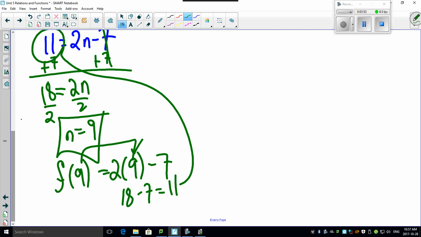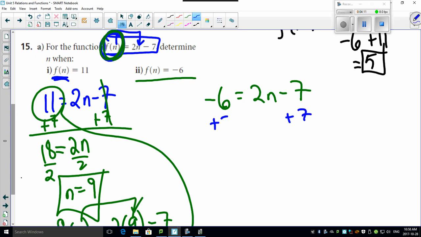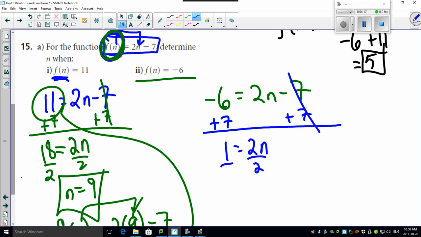Okay? Look at this next question. The next question says, find me n when f of n is negative 6. Again, f of n is negative 6, and f of n is 2n minus 7. Again, simple algebra will get you there. Add 7 to both sides. There it is. That cancels this guy out to give you 1 equals 2n, divided by 2, so your n actually works out to be 1/2.